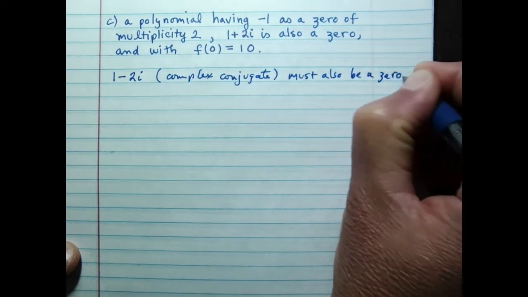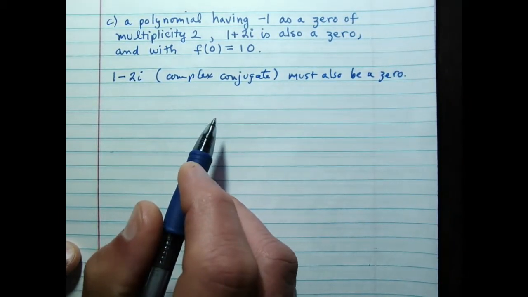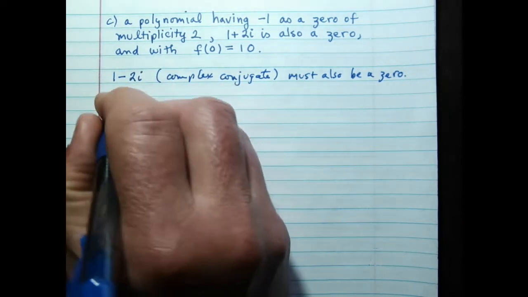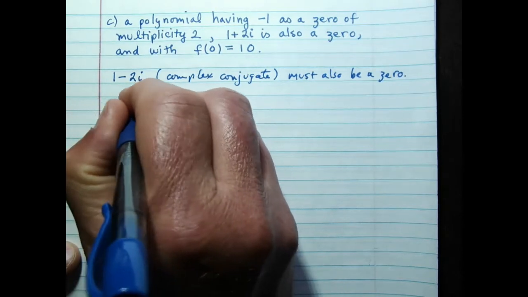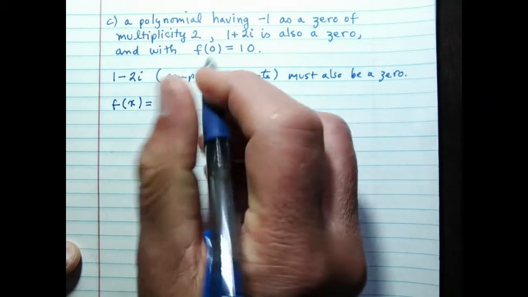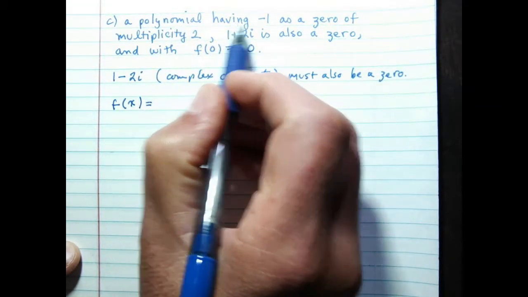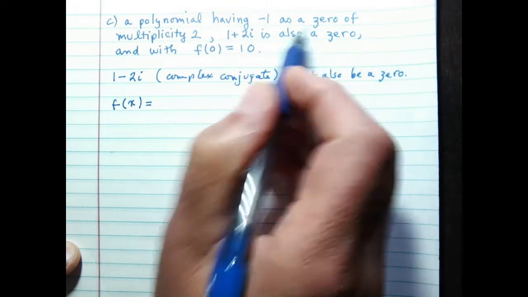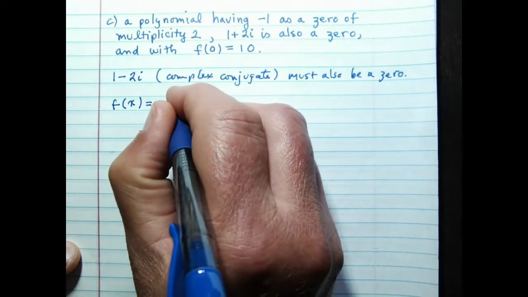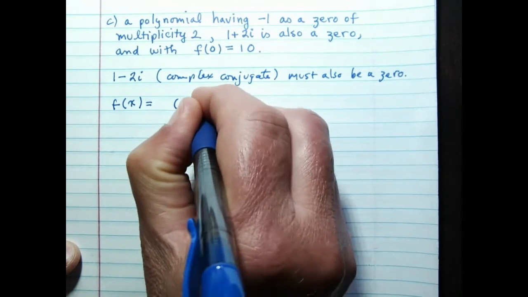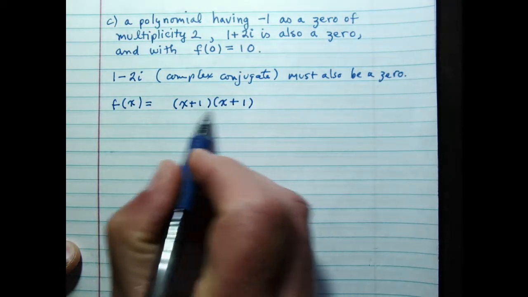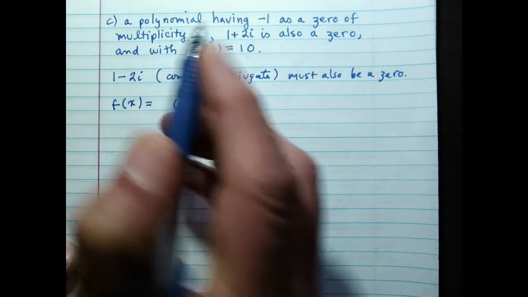And with these a plus bi form complex numbers, just writing the factors down now is going to be a little bit complicated. So let's start setting up our function here, f of x. Our polynomial having -1 as a 0 of multiplicity 2. So x minus a -1, or x plus 1, is a factor. And I need that times itself. I need 2 copies of that factor. That's what multiplicity 2 means.